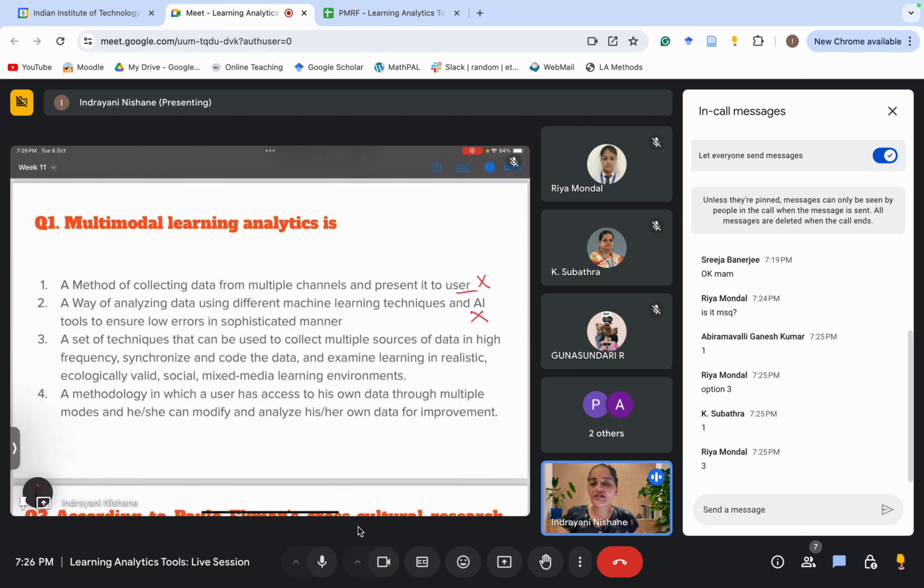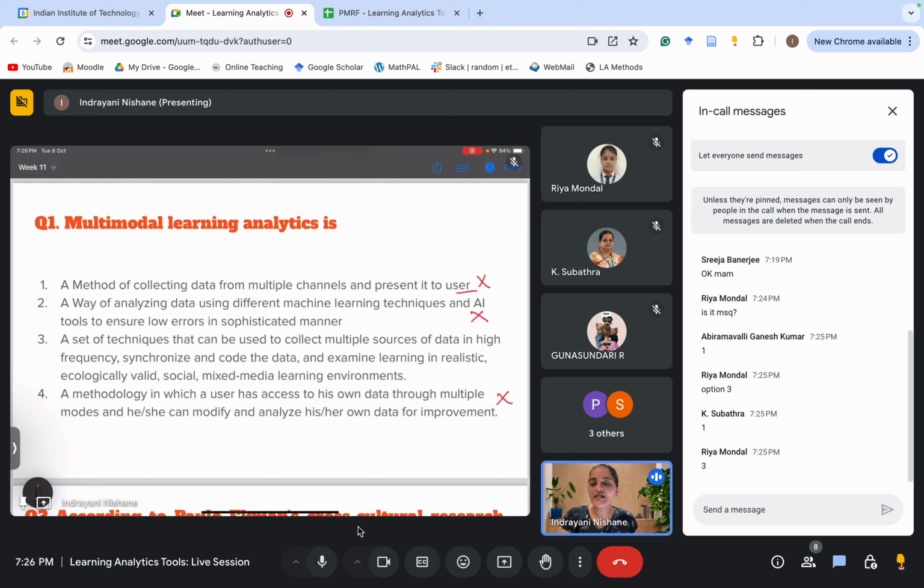So option 4 says a methodology in which a user has access to his own data through multiple modes, and he or she can modify and analyze their own data for improvement. So generally, we don't do this. A researcher will be doing this for learners. So now let's come to option 3.